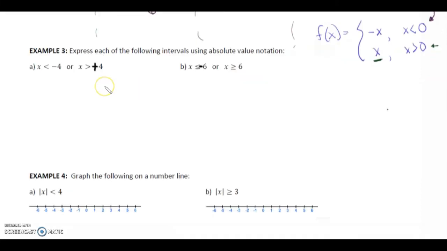Okay, express each of the following intervals using absolute value notation. So let's talk about what intervals these are first. So x is less than -4. So we have -infinity to -4. That's where it would be on the number line. So we would have an open circle here on a number line and going smaller and smaller all the way to -infinity.